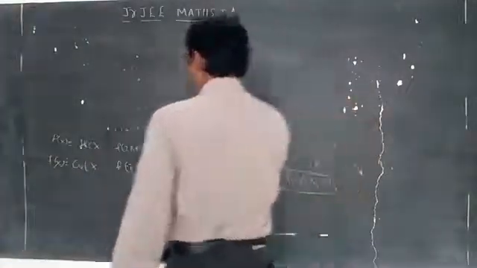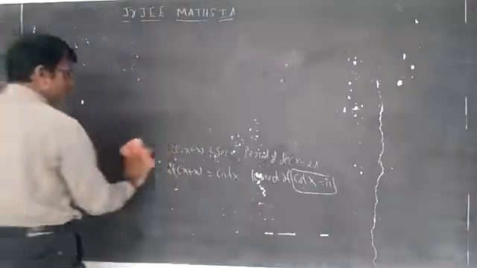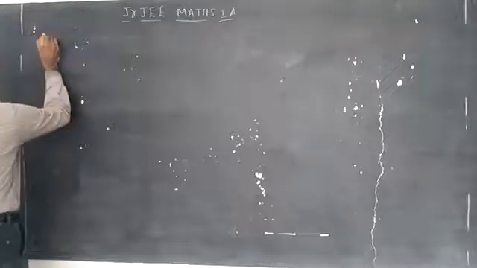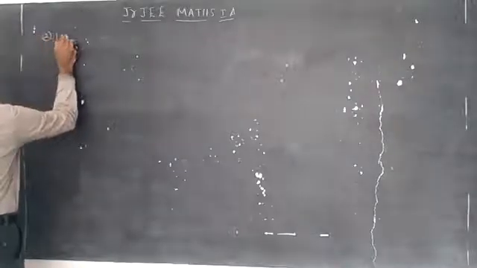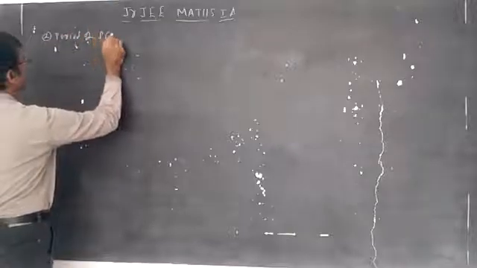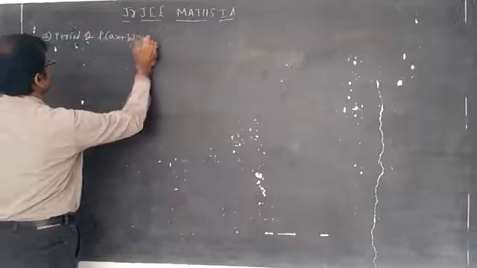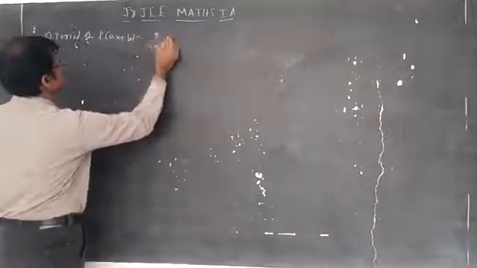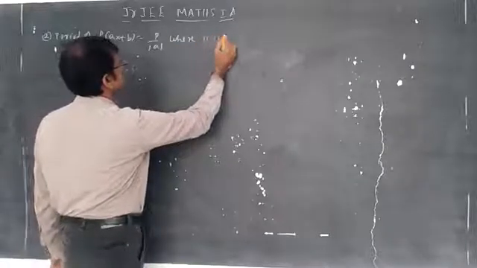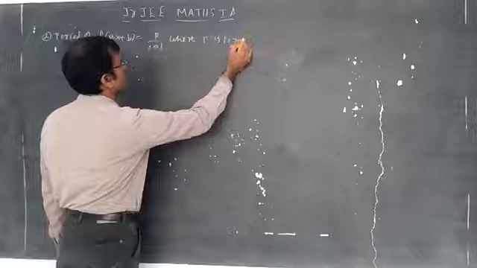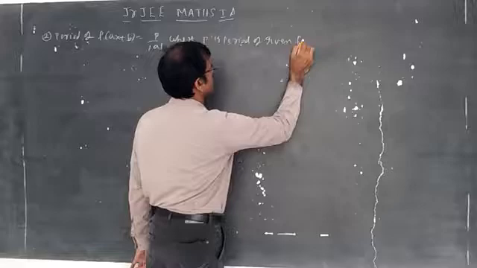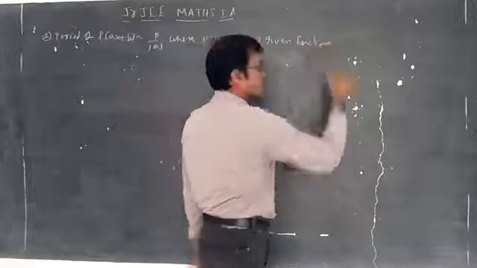Now, the second formula: period of f of ax plus b is equal to p by mod a, where p is the period of the given function.